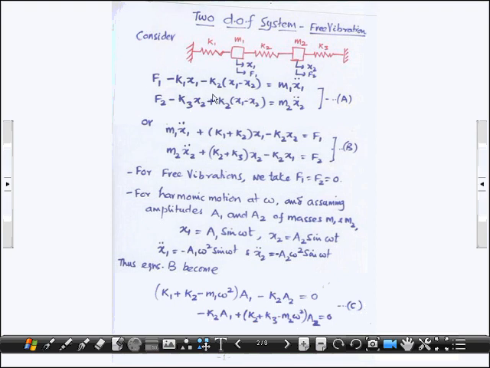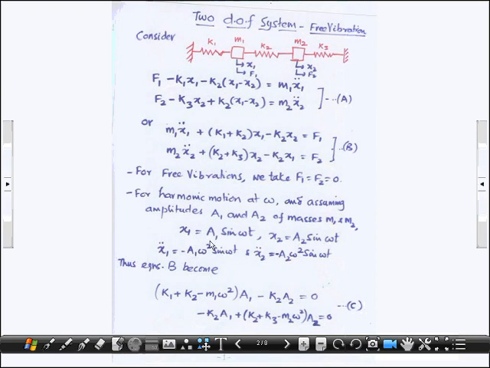The equations are now reframed as given by equation set B, where F1 and F2 are brought to the right side of the equation. Now we will make F1 and F2 both equal to 0, so that we have a free vibration case. In the case of free vibration, let us say the whole system, including the masses M1 and M2, is under a harmonic motion at a frequency omega. Let us say the amplitude of x1 is A1 and the amplitude of x2 is A2. Therefore, we have x1 equal to A1 sin omega t and x2 equal to A2 sin omega t.